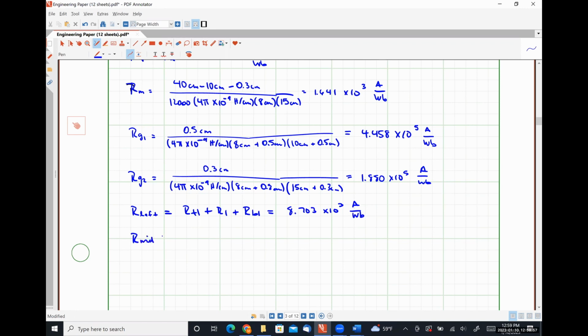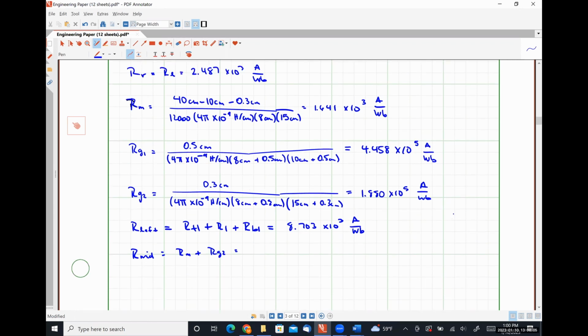Our mid is going to be RM plus RG2. So that's 1.641 times 10 to the 3 plus 1.880 times 10 to the 5. Looks like 1.896 times 10 to the 5 amps per Weber.